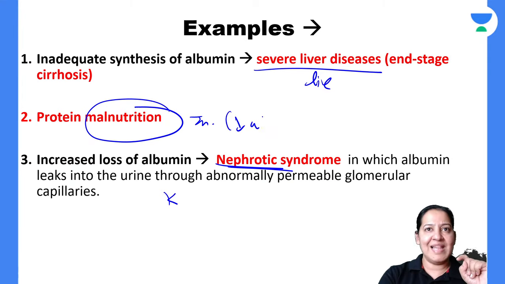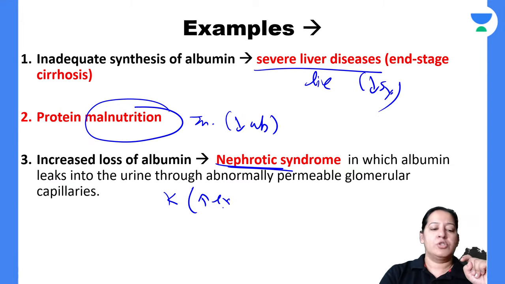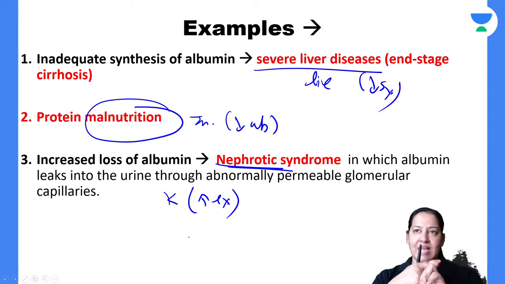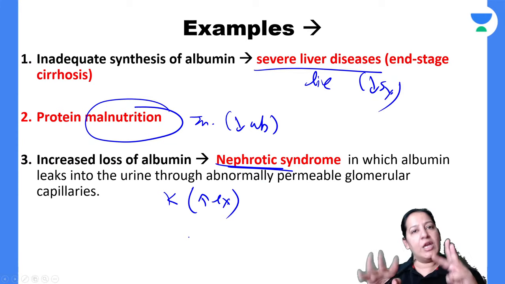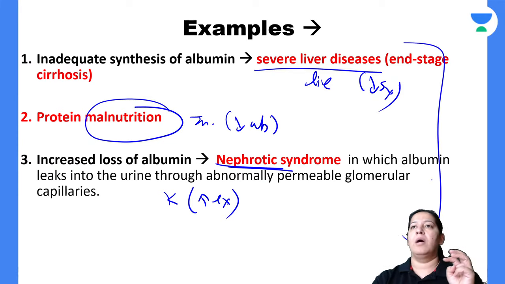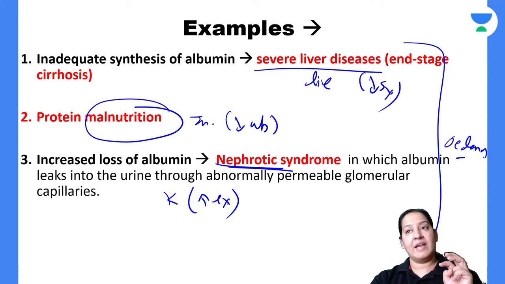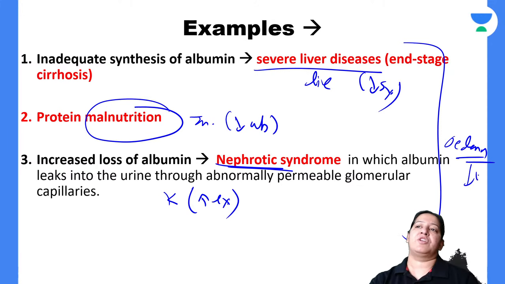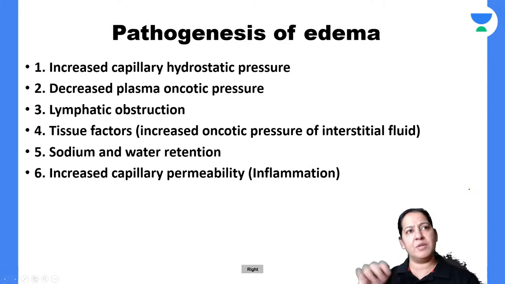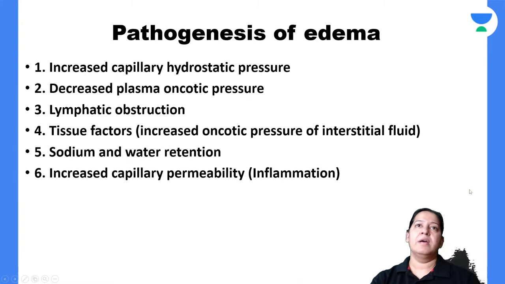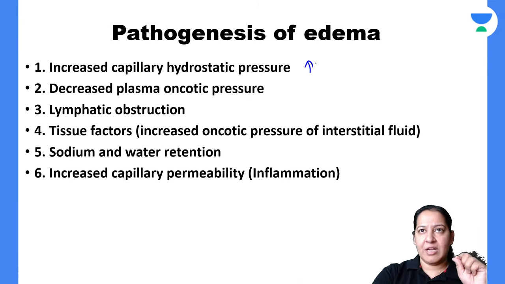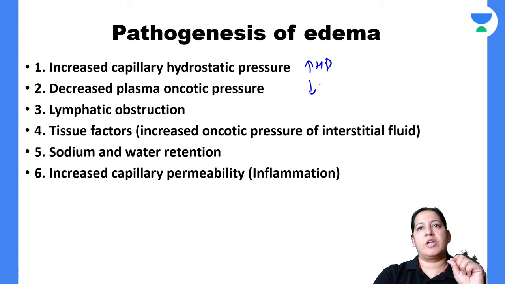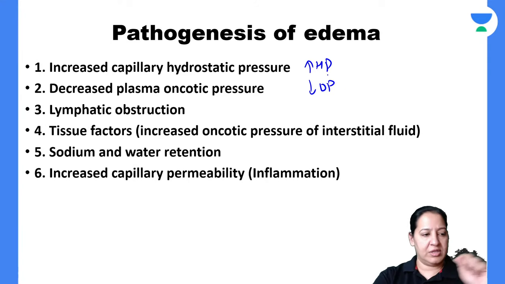Here absorption is less. Here synthesis is less. And here excretion is more. So either absorption is less, or synthesis is less, or excretion is more. In all the conditions, the person will have edema, and the reason for the edema is decreased oncotic pressure. The reason is the same, decreased oncotic pressure, but the cause can be different. So increased hydrostatic pressure and decreased oncotic pressure. We have done these two things till now.